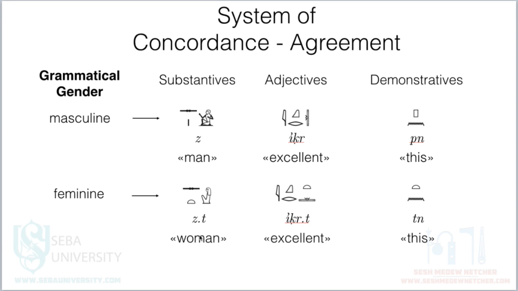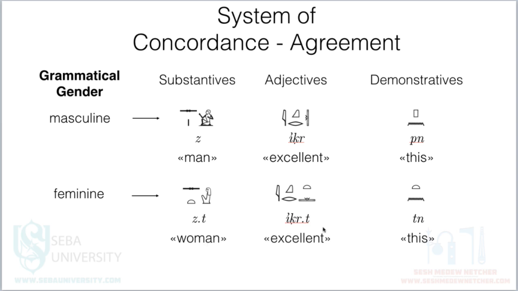Now, when I want to describe the woman with the same adjective, to be excellent, I have to put the adjective in the feminine form. This feminine form is marked with this bread loaf glyph that you see here, and you also see the glyph here. So now we have zit ekeret, the excellent woman.